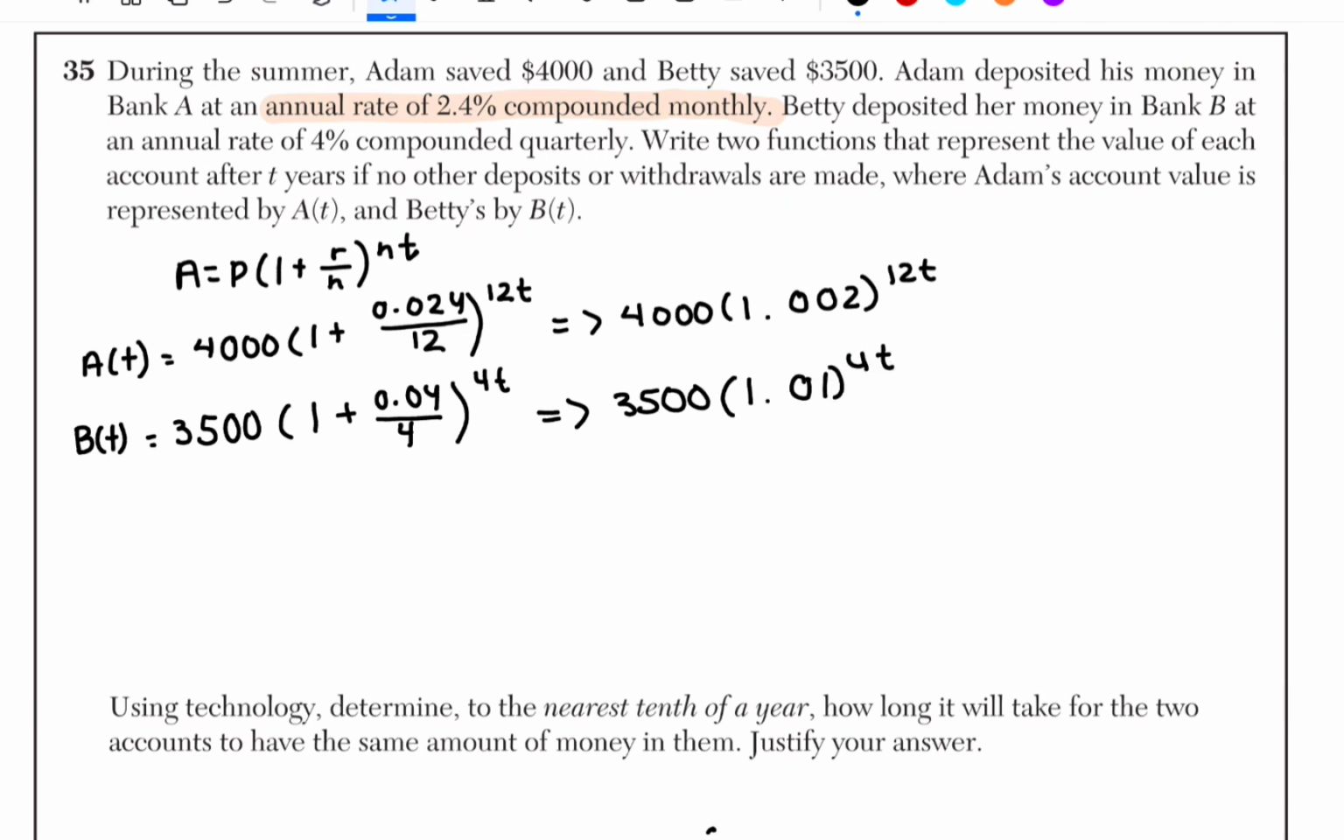We're just writing the equations for both Adam and Betty. And make sure you use the correct notation that they give you. They told you Adam's A(t), Betty B(t). Use A(t) for Adam, B(t) for Betty.